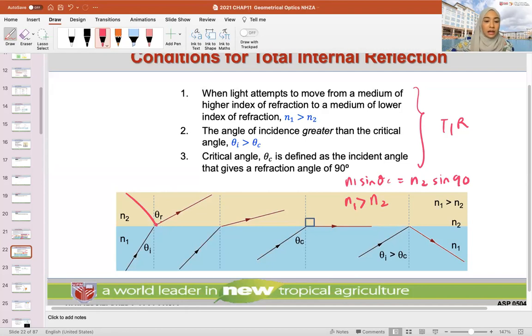It will not happen. Only refraction will occur. So it's going to move slower. This N2 is lower than N1, so it's going to move slower. It is going to be refracted towards the normal. Total internal reflection will not ever happen. So that is a very, very important condition for you to remember.